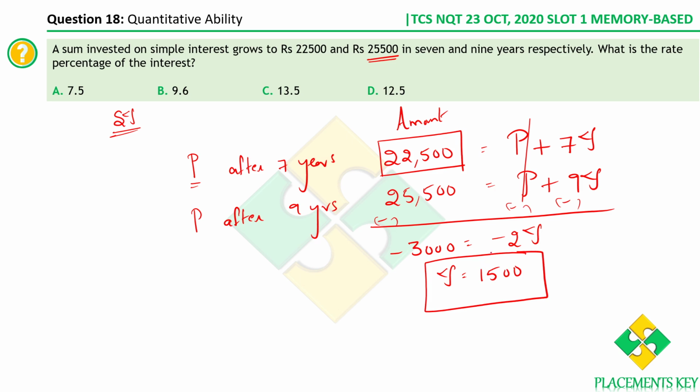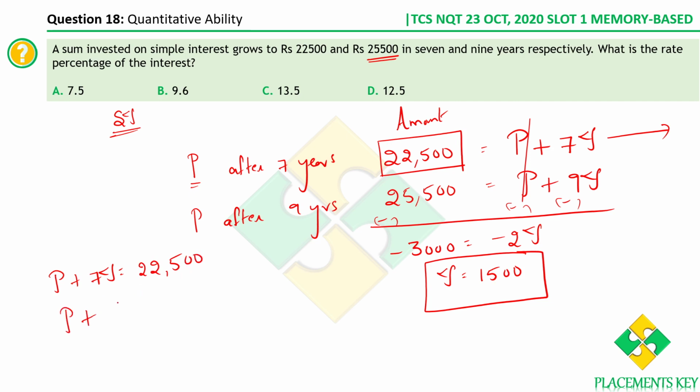Now we can also figure out the value of P, right? You can substitute in either this equation or this equation. Let me take the first equation as such. We know that P plus 7i is equal to 22,500. Now we already know the value of I.